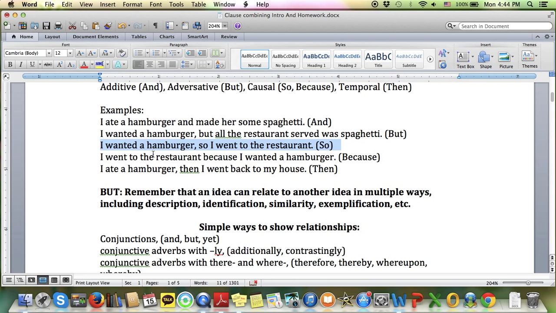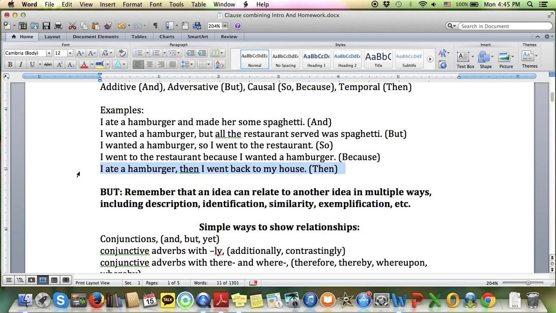Here's a reason: I wanted a hamburger. So, here's the result: I went to the restaurant. Next up, I went to the restaurant because I wanted a hamburger. This is the backwards order from what we just saw. I went to the restaurant. This is the result, because I wanted a hamburger. This is the reason.